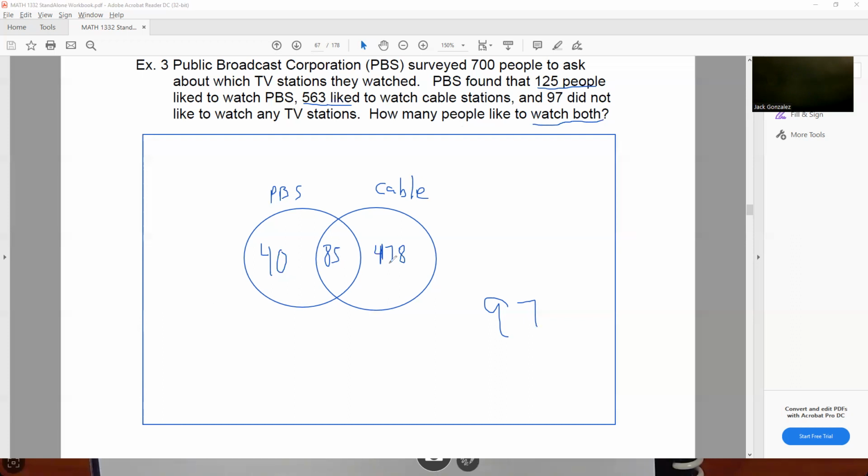Okay, well, I'm just saying, it's just getting used to filling it in. Even though it's not asking for it, it's easier once you fill it in. If you fill it all in, you can answer any question. They could have said, how many people like only PBS? Well, it's right there. So the practice is good. Does this one make sense though? Yeah.